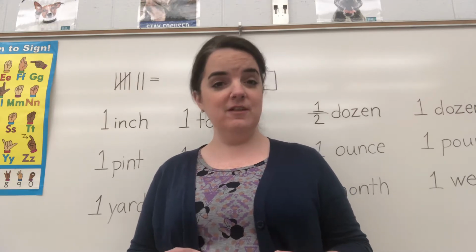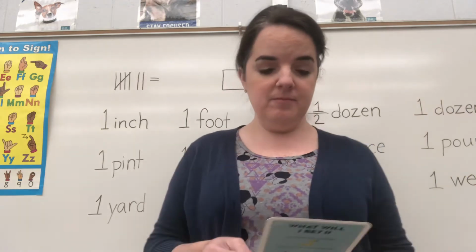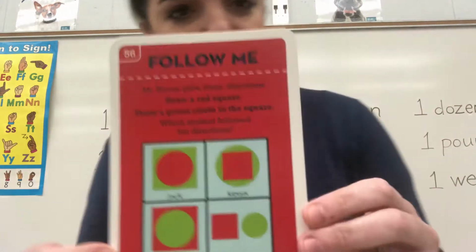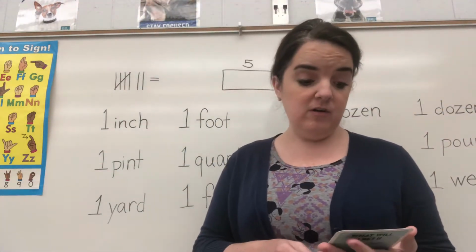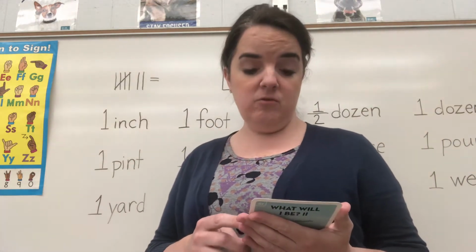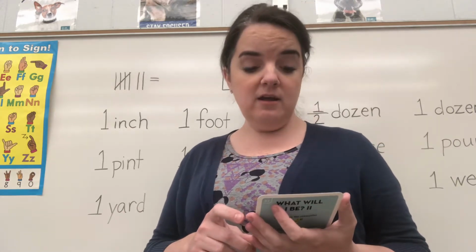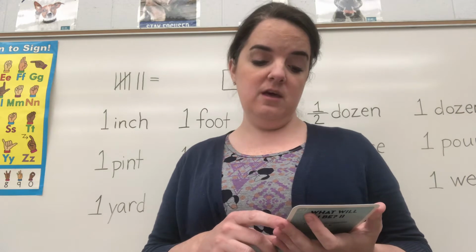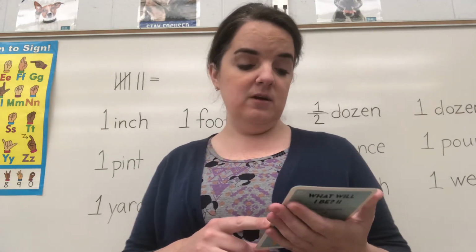Now, to start off our lesson, I have a little question to ask you. I'm going to show you these 4 pictures here in a second, but I'm going to read the question first. All right, here we go. Mr. Brown gave these directions. You listening? Draw a red square. Draw a green circle in the square. Which student followed his directions?